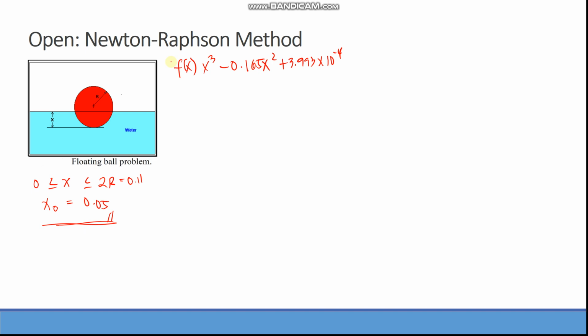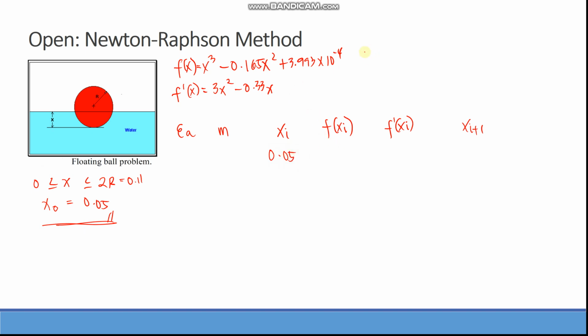Since the Newton-Raphson incorporates the first derivative, we just apply the first derivative. So we have here 3x squared minus 0.33x. Okay, so let's arrange this. You have the approximate relative error and then the number of significant digits, then our x, then the function and the function of the first derivative, and then the approximated root. So our first assumption is 0.05.